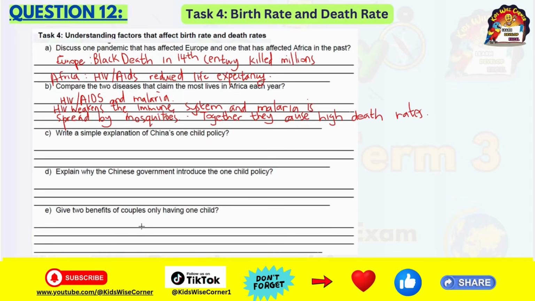Write a simple explanation of China's one-child policy. It is a law that most families could only have one child. So it is a law that most families could only have one child.